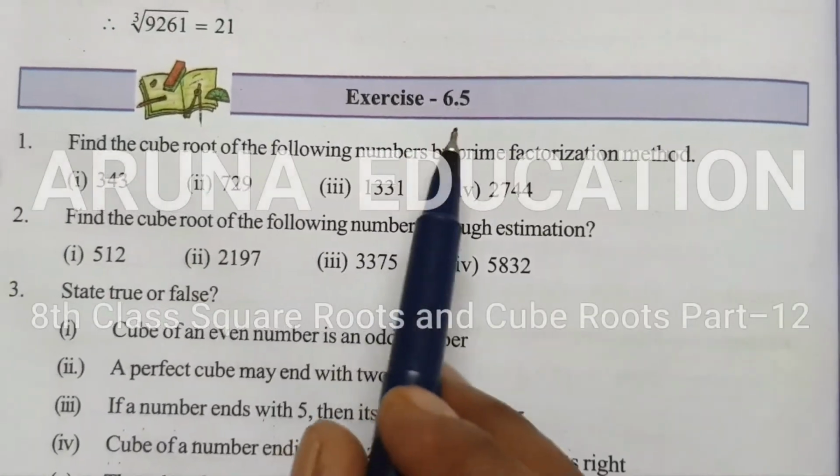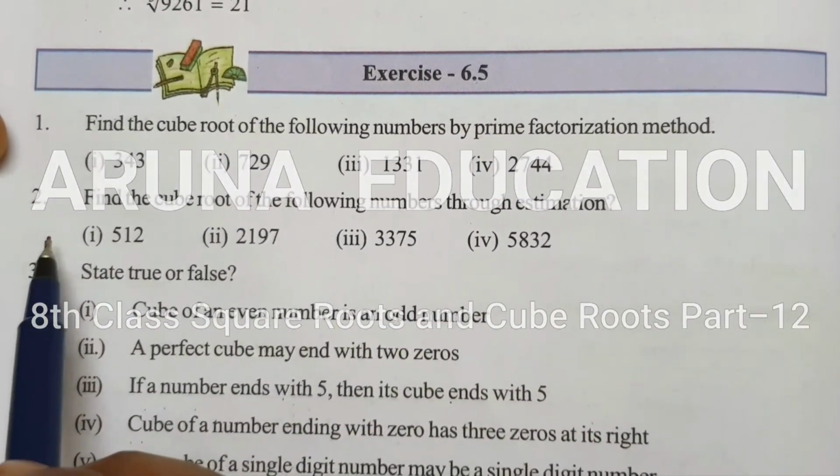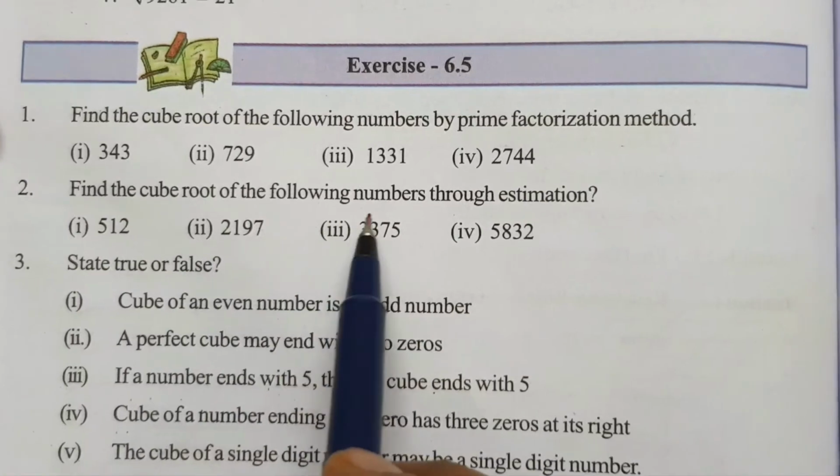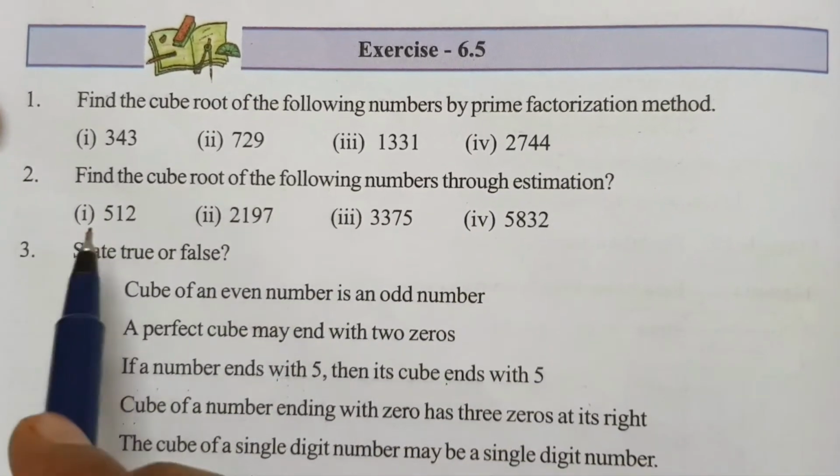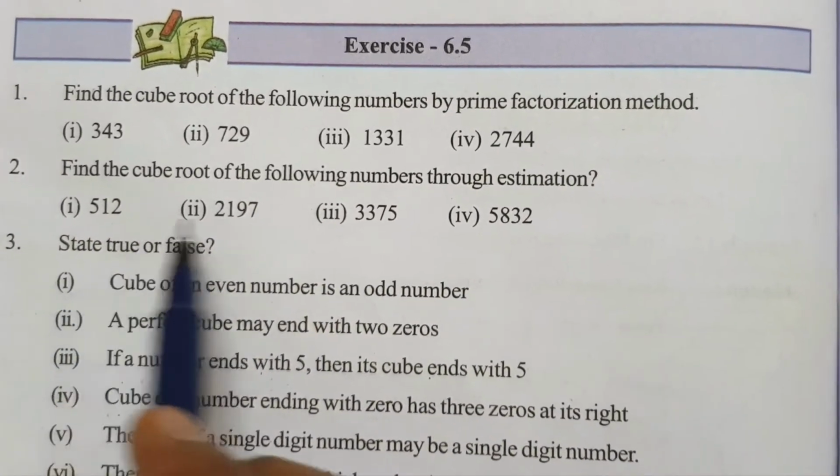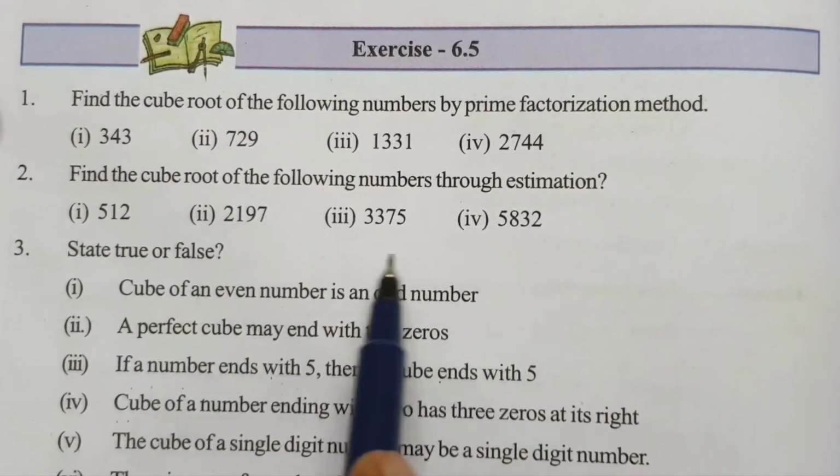Hello students, fifth exercise, second Roman. Find the cube root of the following numbers through estimation. First one completed: 5 to 1. Now the second one, see, these are all answers.